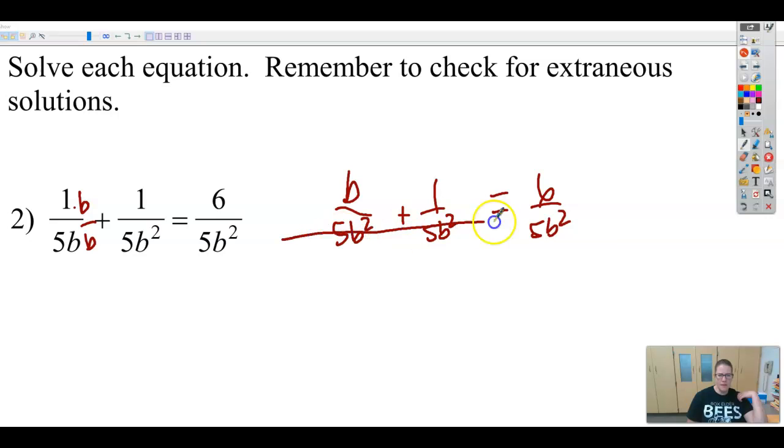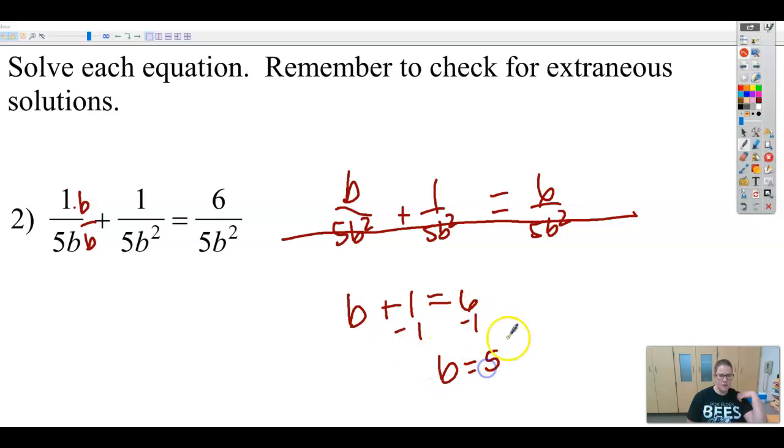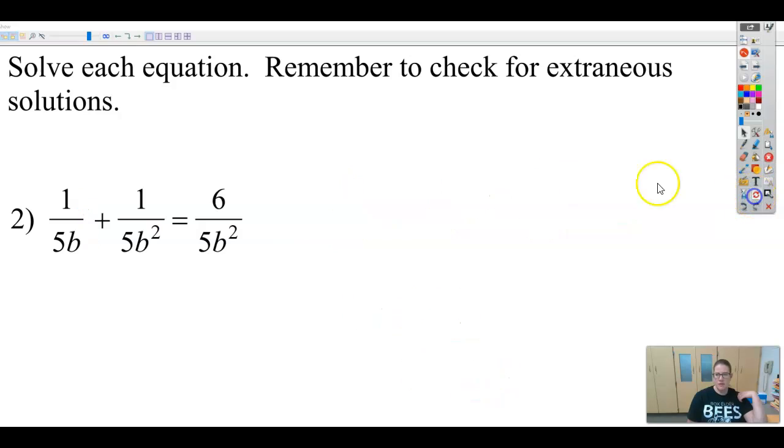Now that all those denominators match, we can cross them out. So I just have b plus 1 equals 6. Subtract 1 from both sides, and b equals 5. Now if I were to plug 5 into any of these denominators, that's not going to give me 0, right? 5 times b is 25, and then 5 times b squared would just be times it by 5 again. So definitely not 0 on the bottom, so we're fine. Okay? So let's try something else.